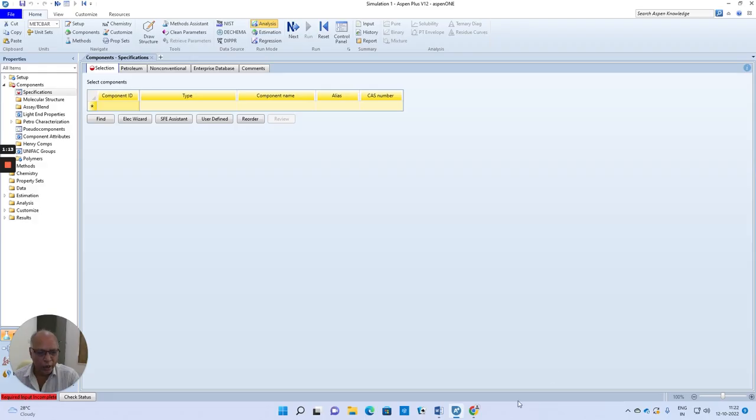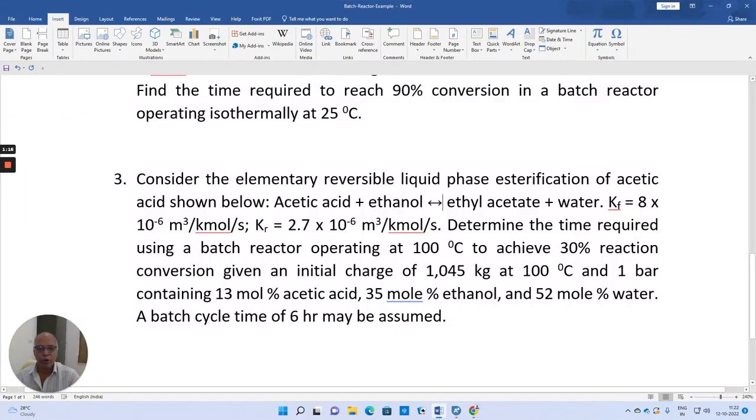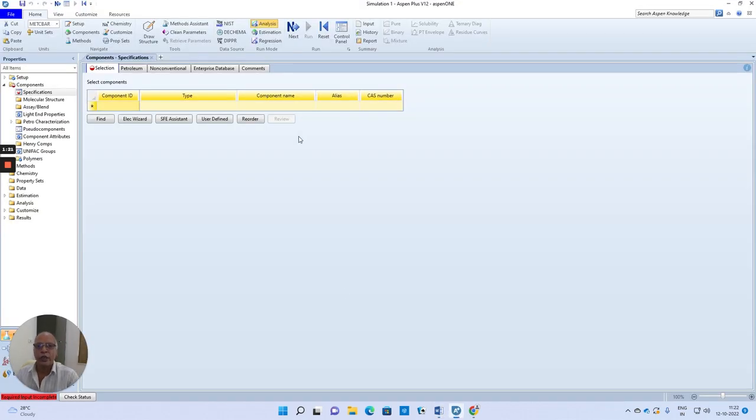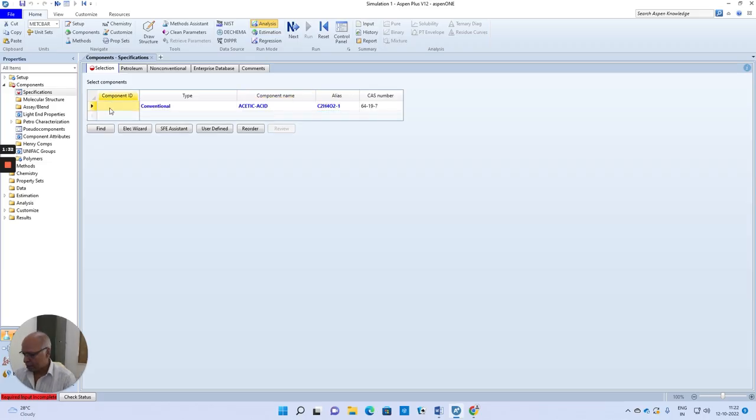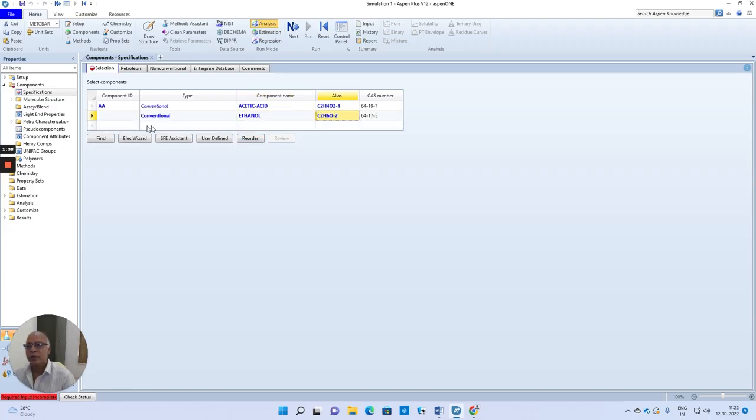For example, we already know what are the components involved in this problem: acetic acid, ethanol, ethyl acetate and water. So the first step in any process simulation is to define these components. So let me first try to define these components. Acetic acid, so let me call it maybe AA. Ethanol, and ethyl acetate. So let me call it EA, and of course water.